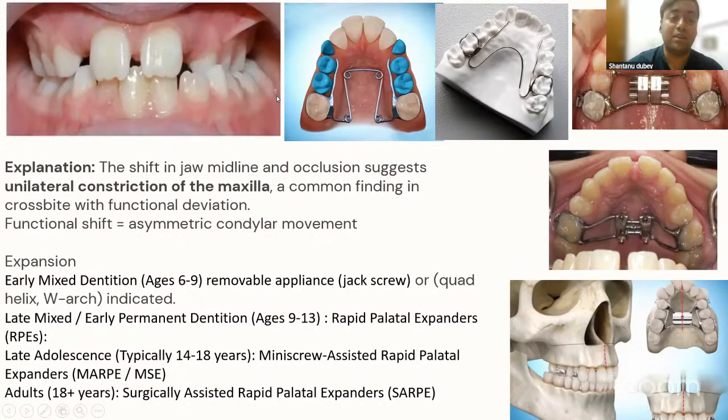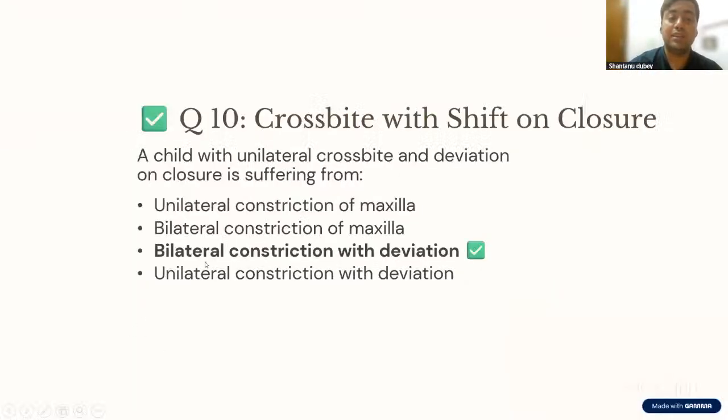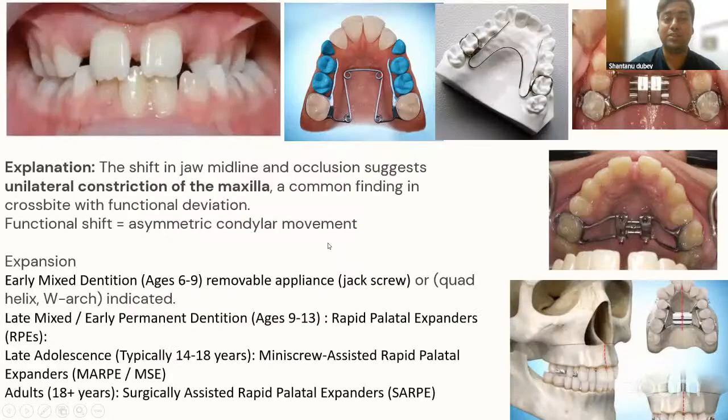Well, it doesn't matter because the patient is going to chew from the right side anyway, but at least the patient will be able to chew. So that is the concept. That's why the body does it. So always remember that the right answer is bilateral constriction with deviation, because there is deviation. The question itself is mentioning it. So there's no doubt about that. So it is bilateral constriction with deviation. Okay.